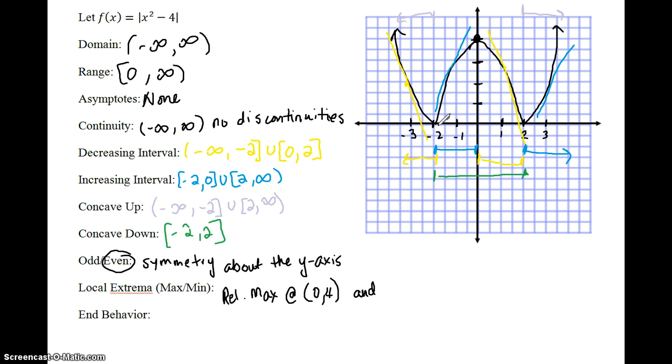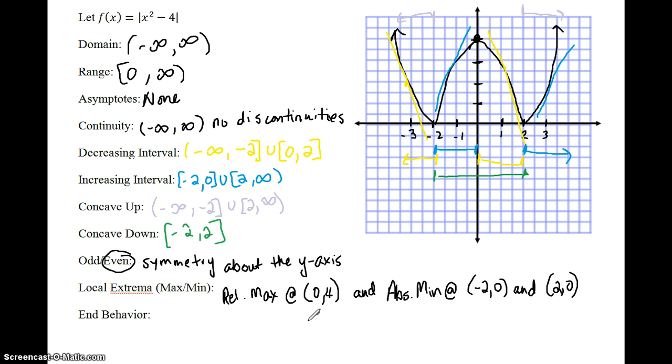And we actually have, this is the absolute lowest value. There will be no lower values of y. So in this case, we've got two absolute minimums. We're going to say absolute minimums at, looks like, (-2, 0) and (2, 0).